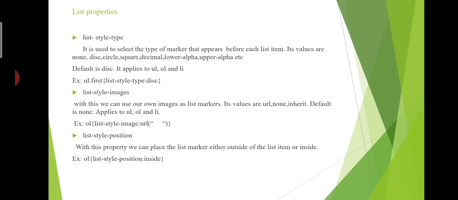List-style-position. This is used to place the list marker either outside of the list or inside of the list. So this property has two values, one is inside and the other is outside. Either we can put it inside or we can continue with outside.